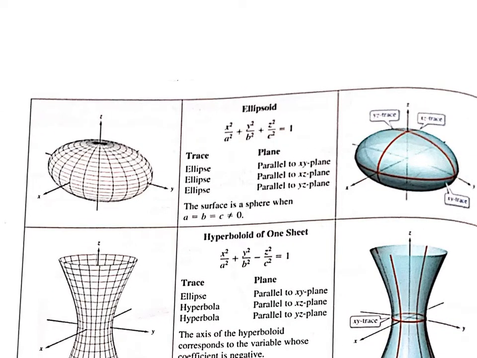You can think of an ellipsoid kind of like a blimp, and it has this nice equation right here that's kind of a 3-dimensional version of an ellipse equation. And so that's your general equation for an ellipsoid. And I do want to note that when A, B, and C are equal, you're going to get the equation of a sphere.